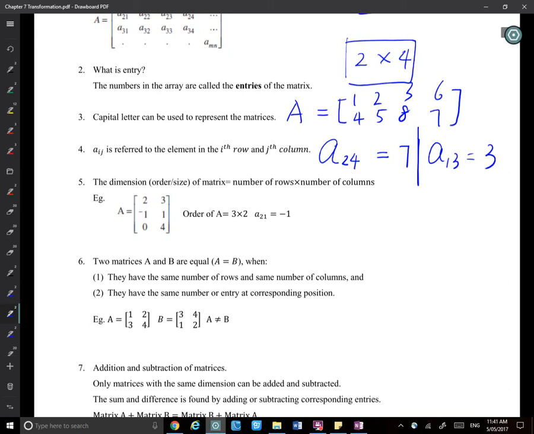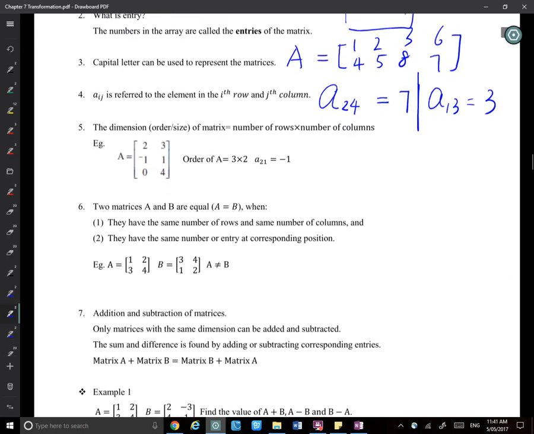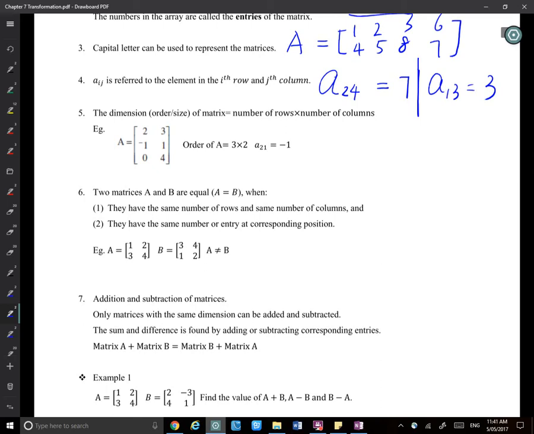It's a 2 times 4 matrix. You won't say that's an 8 matrix. Okay, it's a 2 times 4 matrix. Here we have matrix A. This A is a 3 times 2 matrix. You have 3 rows and 2 columns, so 3 times 2. It must be the number of rows in the front, the number of columns at the back. Row, column. And you can say A21, which is row 2, column 1, which is -1. Okay, the element is -1.